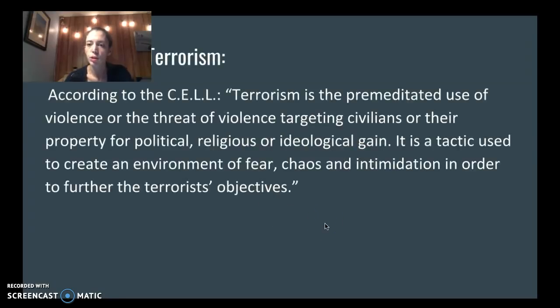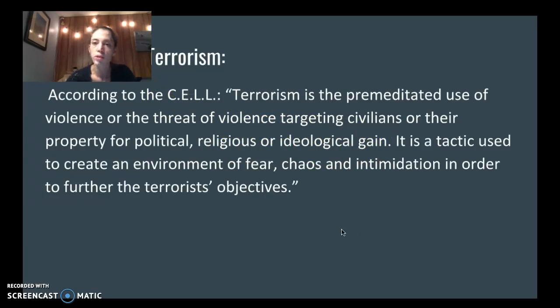So here's the definition of terrorism according to the CEL. And that is the Counterterrorism Education Learning Lab, of course. Terrorism is the premeditated use of violence or the threat of violence targeting civilians or their property for political, religious, or ideological gain. It is a tactic used to create an environment of fear, chaos, and intimidation in order to further the terrorist's objectives. Okay? So it's key that you guys understand that it's for political, religious, or ideological gain. Okay, so there's some motivation behind these acts or threats of violence.